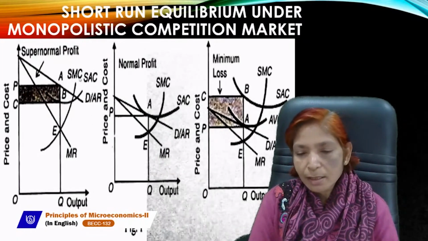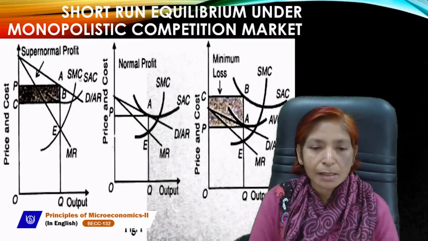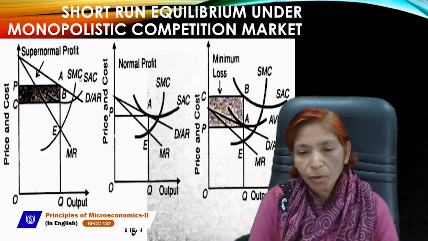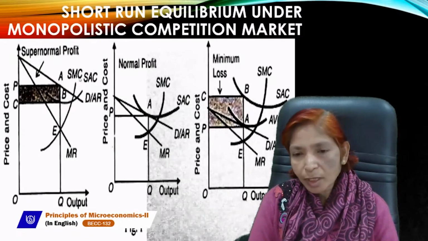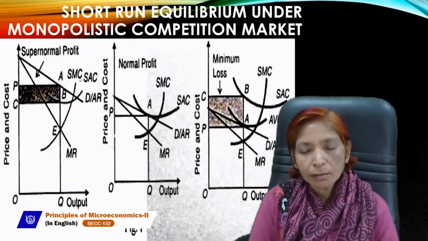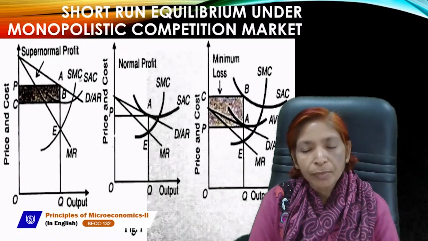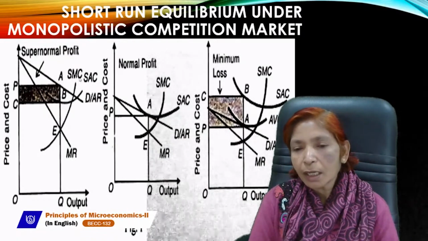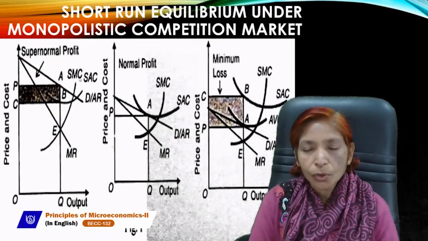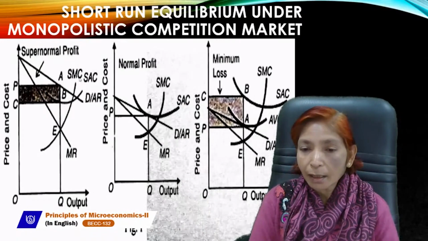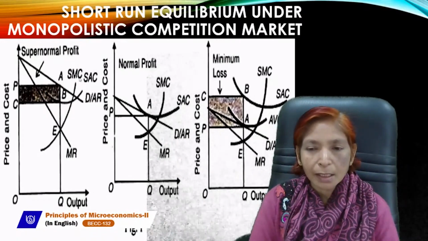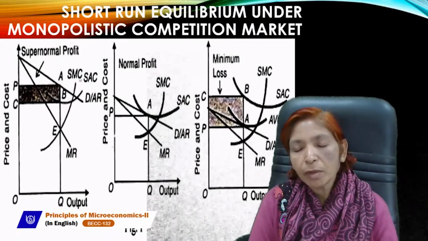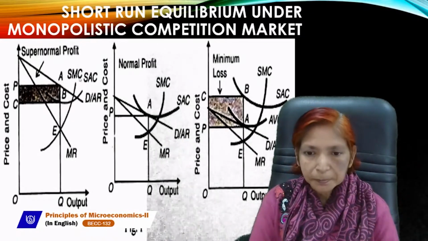Again, write output on the x-axis and revenue and cost on the y-axis. The AR-MR curve is downward sloping but flatter. Here average variable cost is touching the AR curve, which shows the shutdown point, and the AC curve lies above the AR curve, which shows that AC is greater than AR. When average cost is greater than average revenue, then the firm will bear losses.